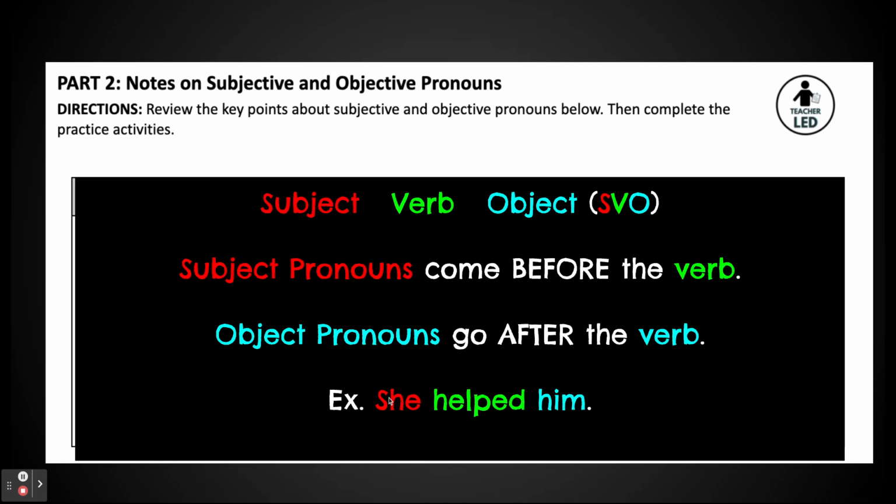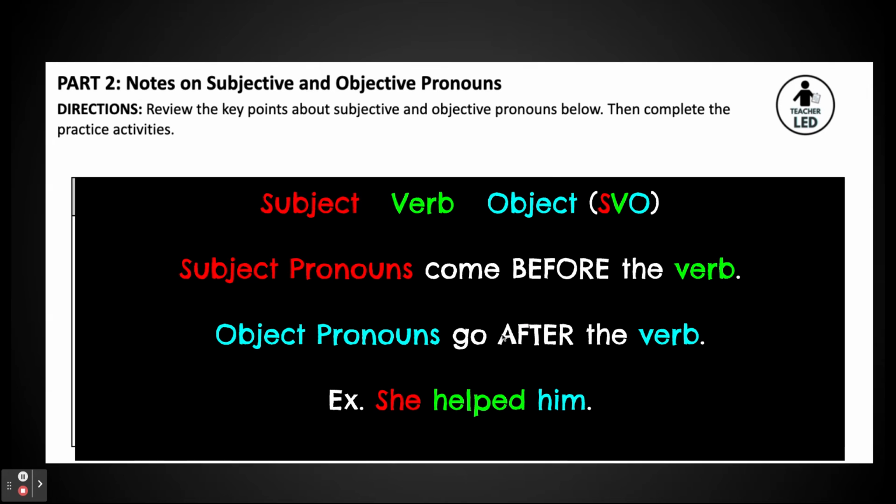So my example, she helped him. She is a subject pronoun because it comes before the verb helped. And him we call an object pronoun because it comes after the verb help. If you notice, the most important thing is to look for the verb first, help, that's the action in the sentence. If it comes before, it's subject. If it comes after, it's object. It's that simple. It doesn't need to be complicated, okay?